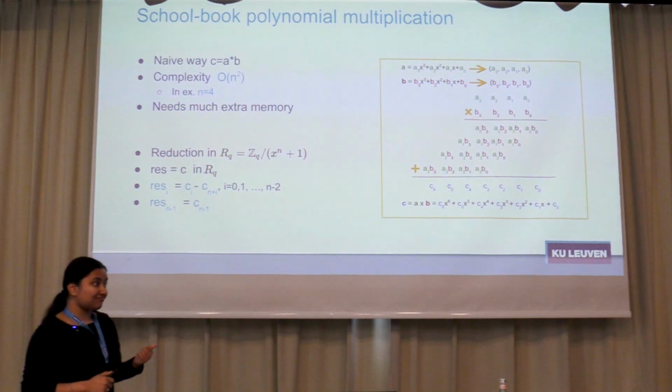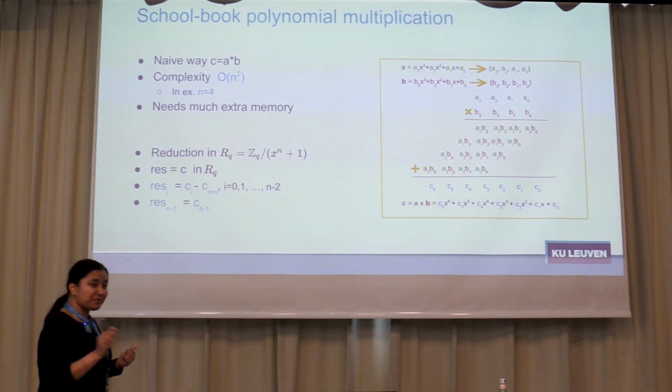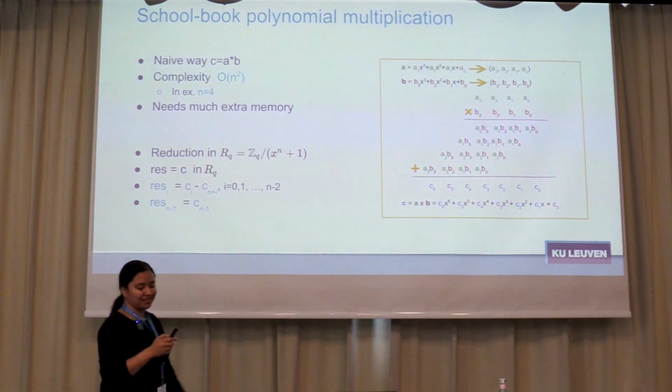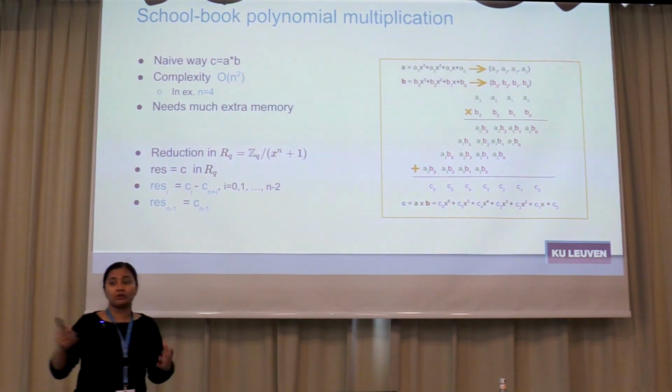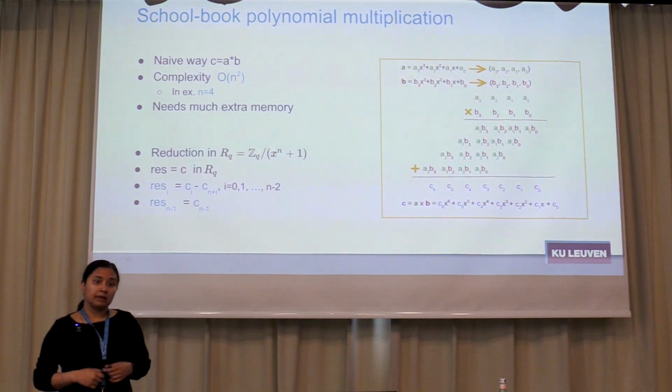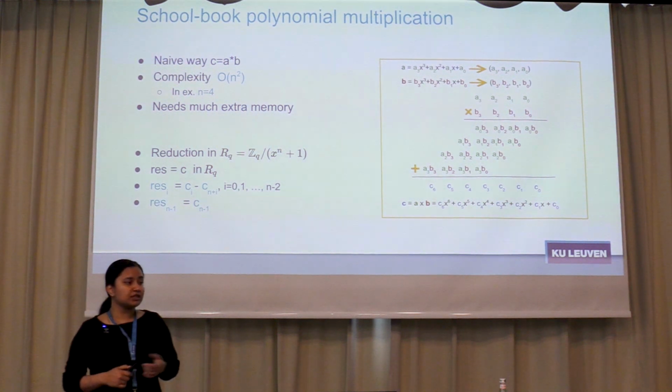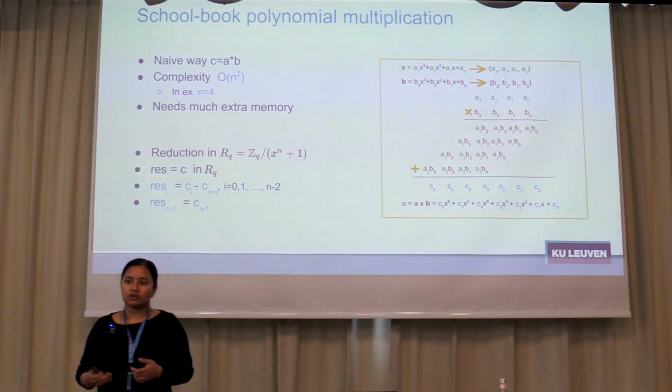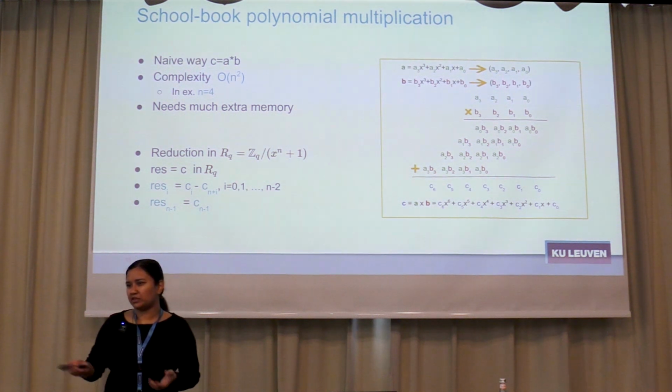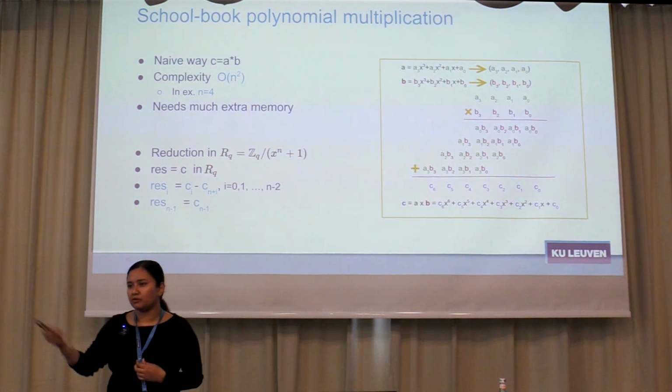So that's why if you have power of 2 numbers, you can do schoolbook multiplication pretty efficiently because you don't have to think about reductions and all those things. But if you have a prime modulus, then you have to think about reduction costs as well. So it becomes very expensive after a few steps.